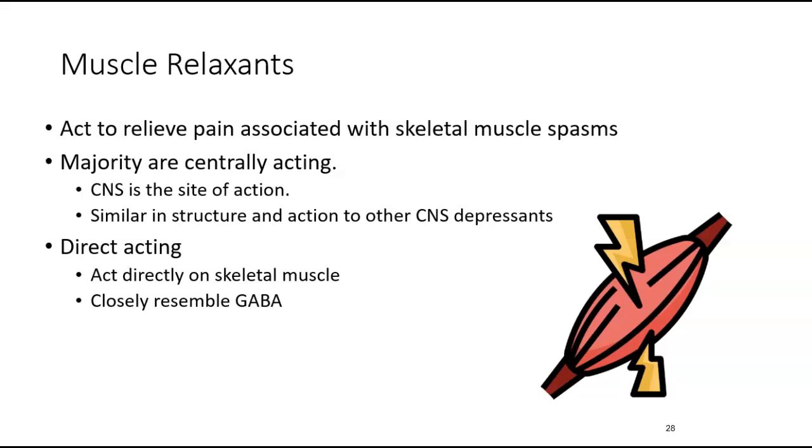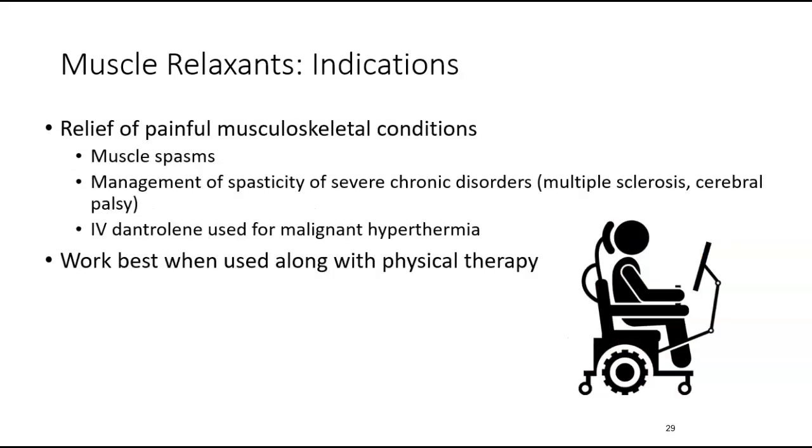And some of them do work on the skeletal muscle themselves, but again, most are centrally acting. So why would we use them, right? People who have painful spasms. It might be for somebody who has pulled a muscle that is having painful spasms. It might be for those patients who have long-term chronic disorders. Multiple sclerosis and cerebral palsy are two of the most common that would use this class of medications.